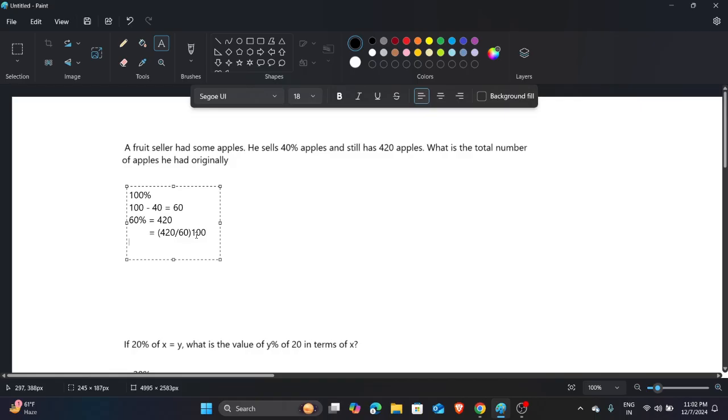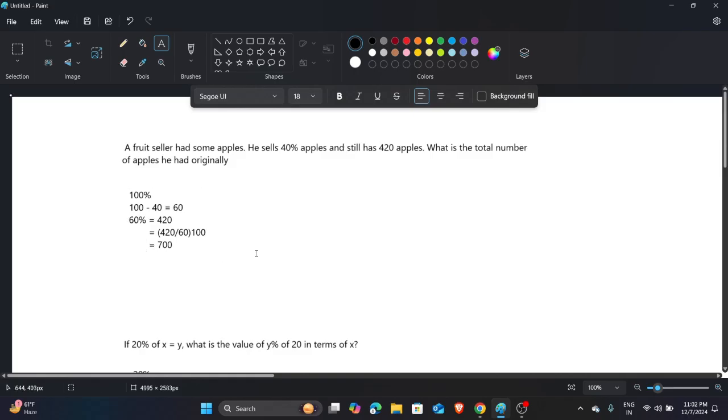I think you can understand. So when you divide by 60, you get 7, since 6 sevens are 42, and then you multiply it by 100, so you get the answer 700.